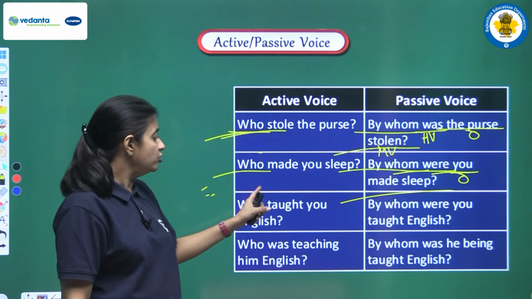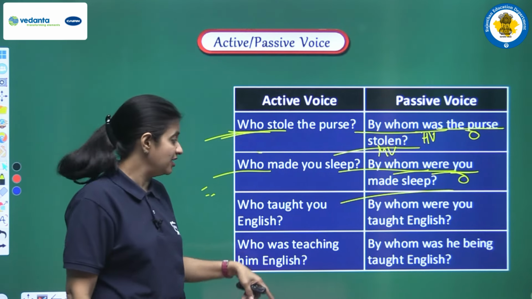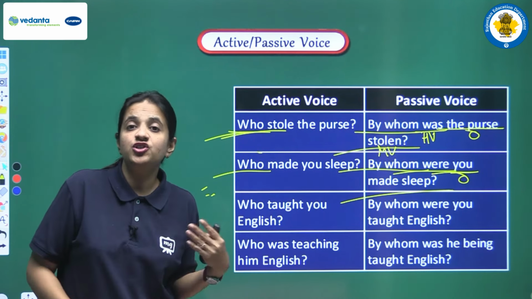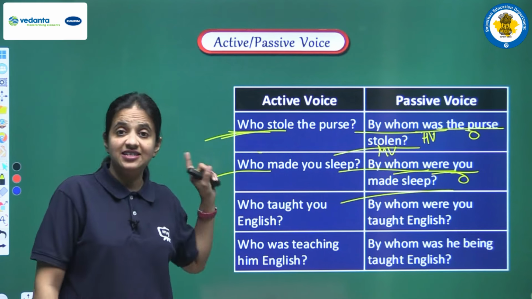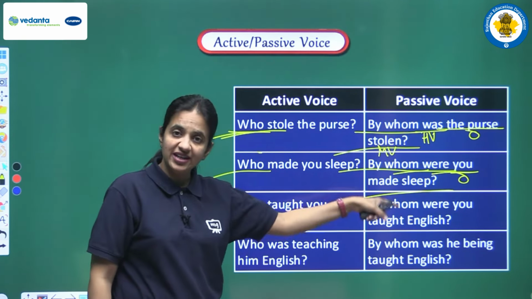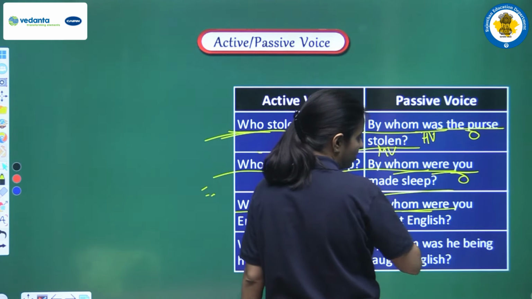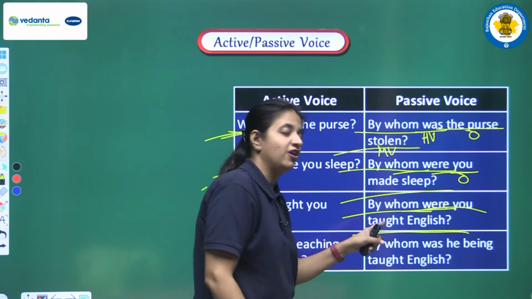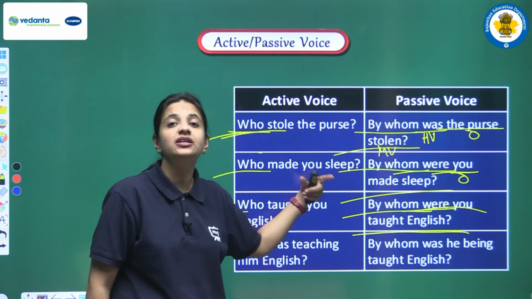Next example, "Who taught you English?" Again there is no subject, because the answer will be the subject, and the question is "Who taught you English?" So if I say that Miss Sharma taught me English, she is the doer, she is the subject, and this is the question. So there is no subject, but we are having "who". When we are converting the sentence into passive voice, "who" will be "by whom". Next, the helping verb, that will be "were". Next, our object, and then the third form of the main verb, that is "taught". So the passive voice will be "By whom were you taught English?"